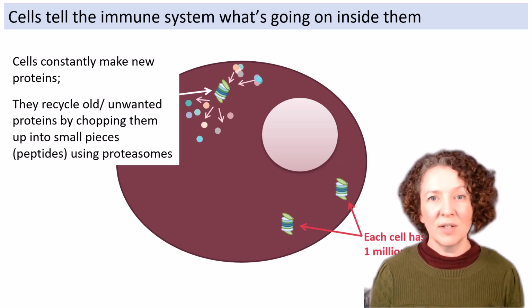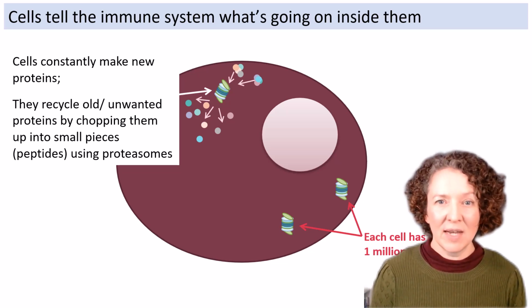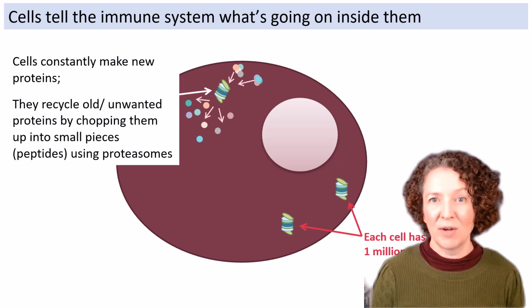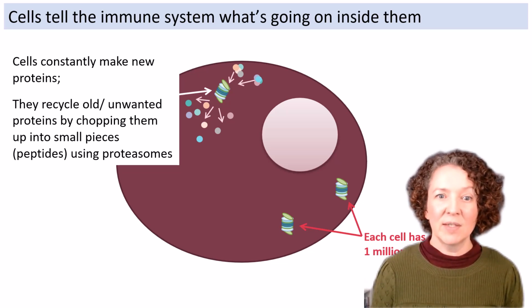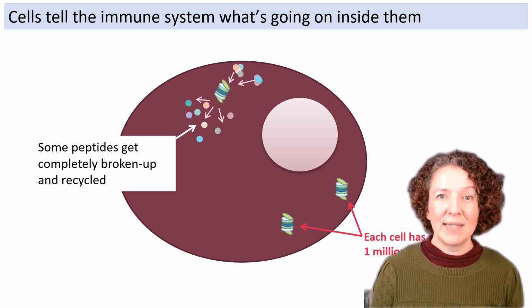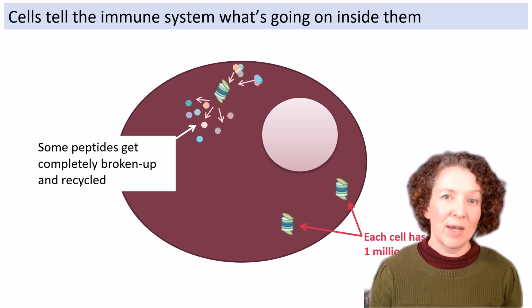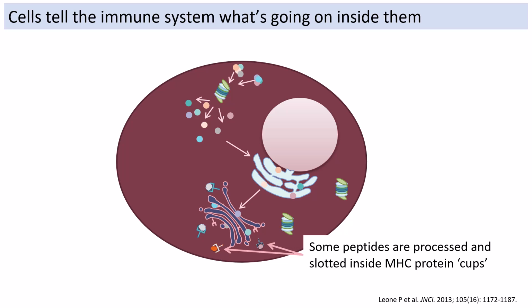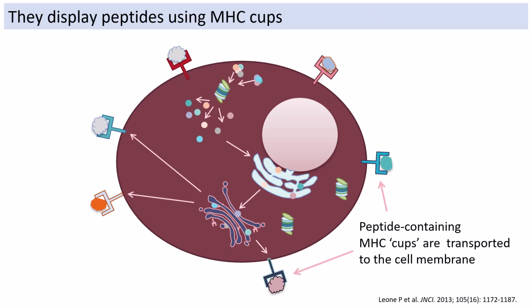It's because they're constantly chopping up proteins that they don't need into tiny fragments using those proteasomes. Now, some of those fragments get completely chopped up into individual amino acids, which can then be used to make new proteins, but some of them are left as peptides, small protein fragments, that get processed and then slotted inside little cup structures known as the MHC proteins. And once slotted inside one of these little cups, that protein fragment, that peptide, gets transported to the surface of the cell and gets displayed on the surface of the cell to any passing white blood cells.